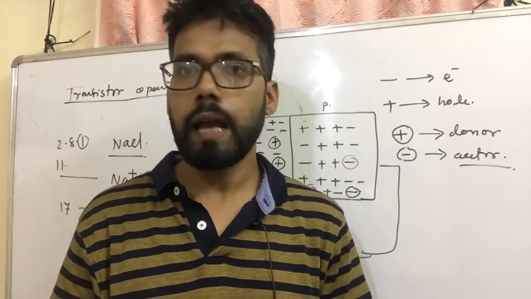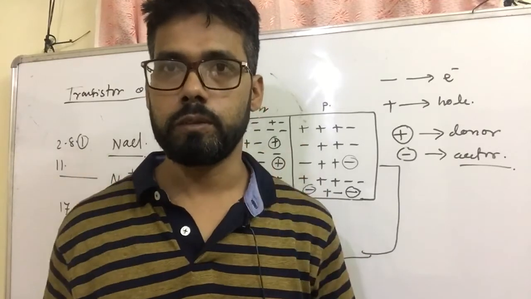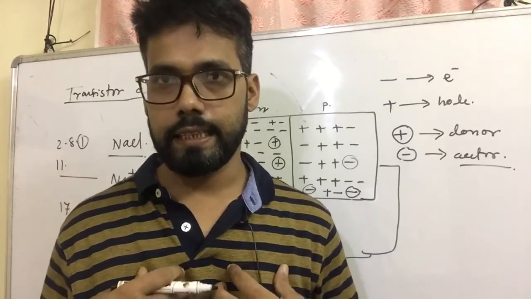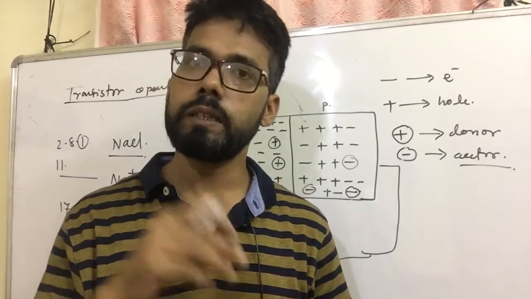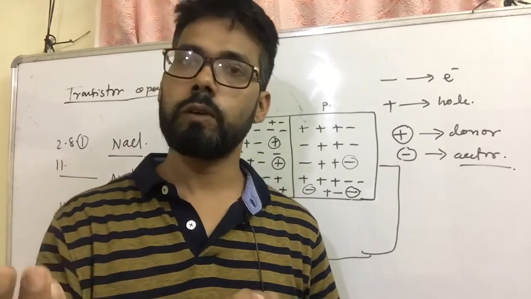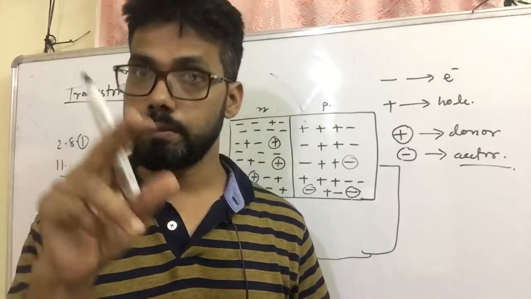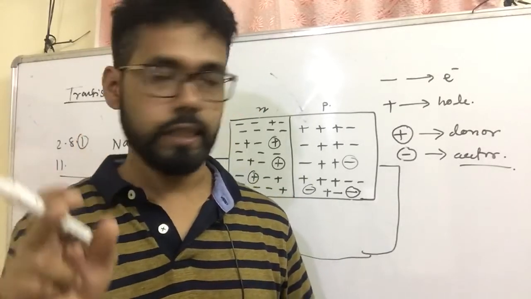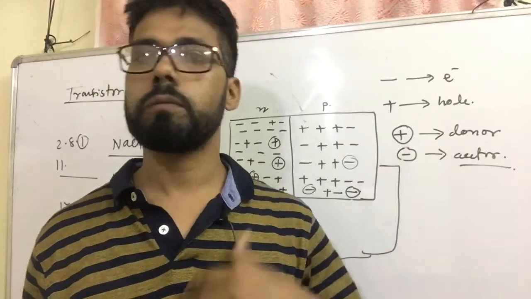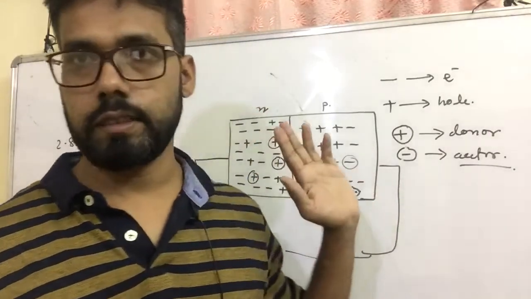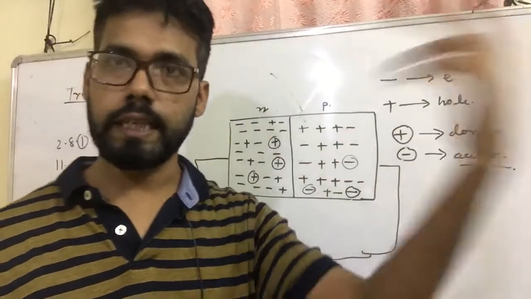Suppose I borrow 1000 rupees from you. Okay, that I can take. Then I will be the negative ion. You have given 1000 rupees to me, that means you are the positive ion, positive circle. P can accept electron, so it will have a negative circle. Negative circle means acceptor.